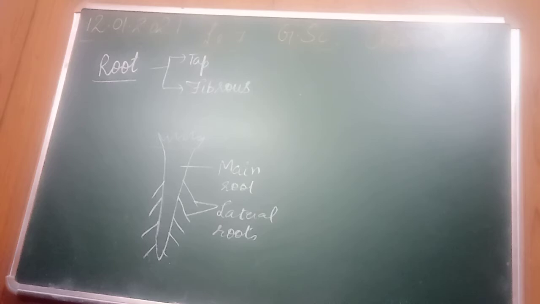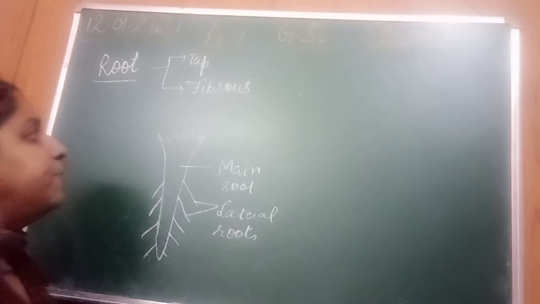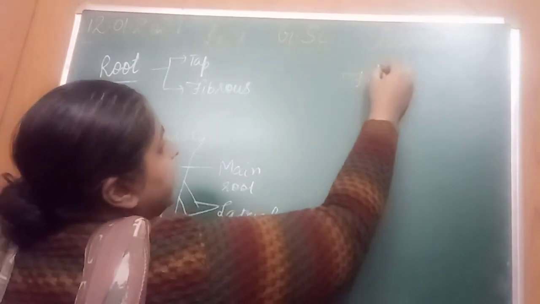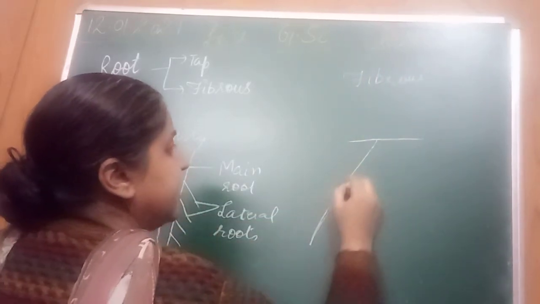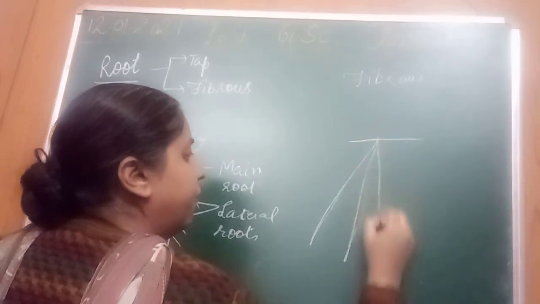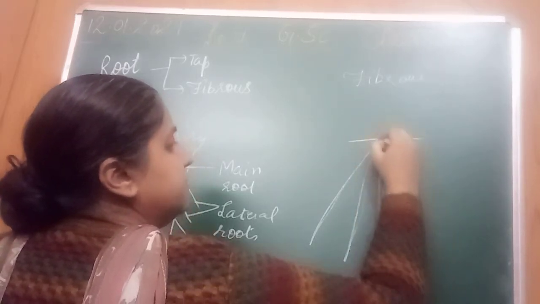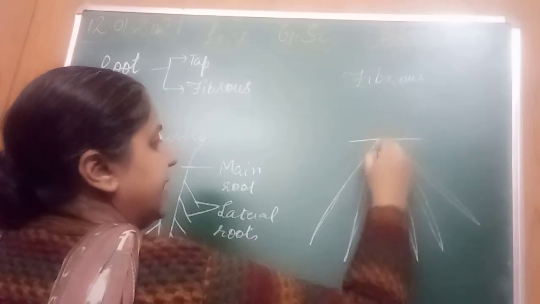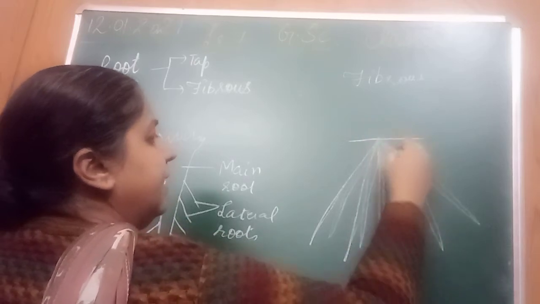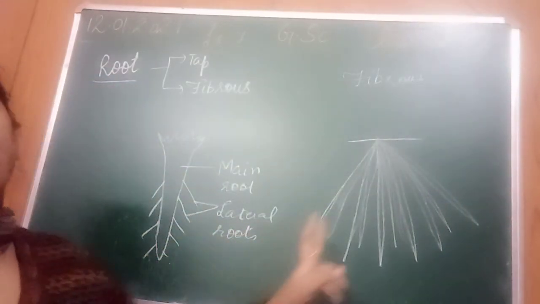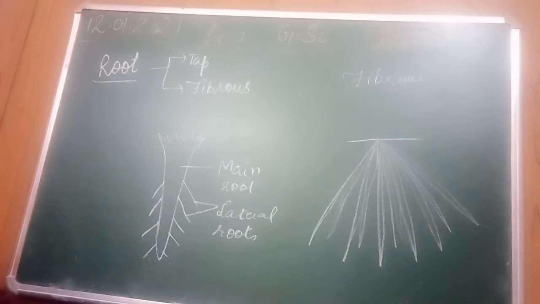Now students, coming to next, that is fibrous root. In case of fibrous root, here I am writing fibrous. So many roots of the same thickness grow from the same point, making a cluster like this. Got it? They make a cluster. They all are of the same thickness and there is no main root, right?